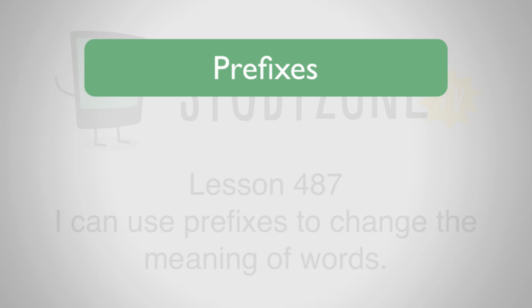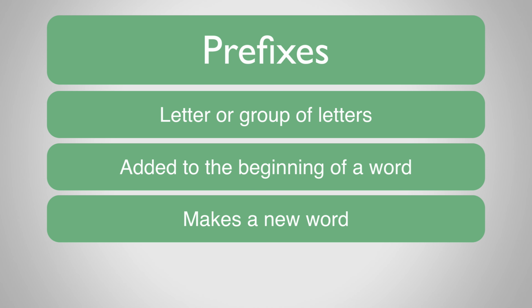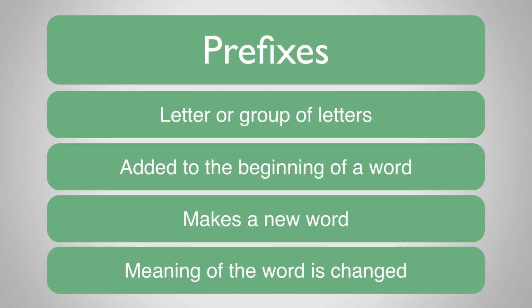A prefix is a letter or a group of letters that can be added to the beginning of a word to make a new word. By adding a prefix, the meaning of the root word is changed. Let's take a look at some examples.